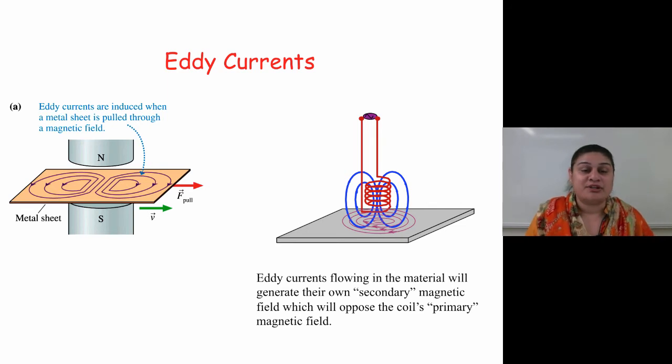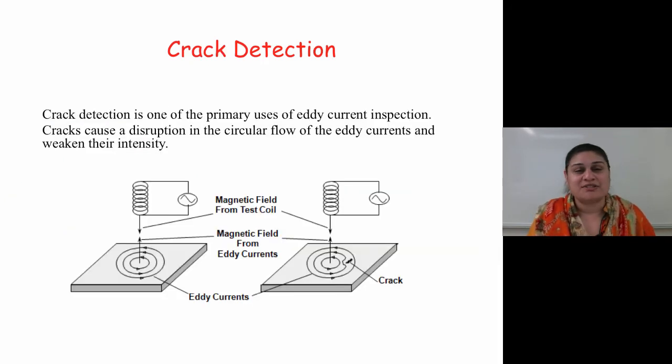Eddy currents are induced when a metal sheet is pulled through the magnetic field. Now, these eddy currents flowing in the material will generate their own secondary magnetic fields, which will oppose the coil's primary magnetic field. So what's the use of this?